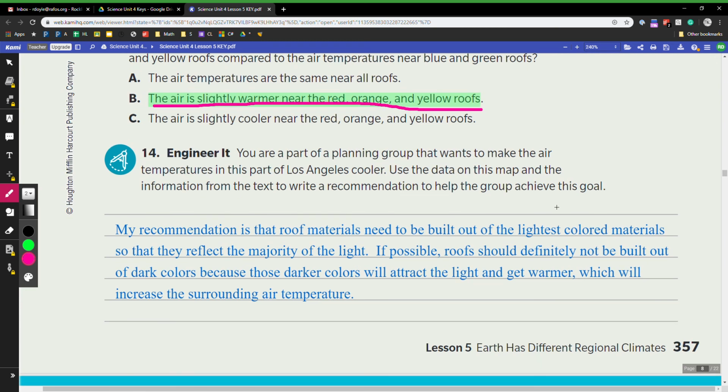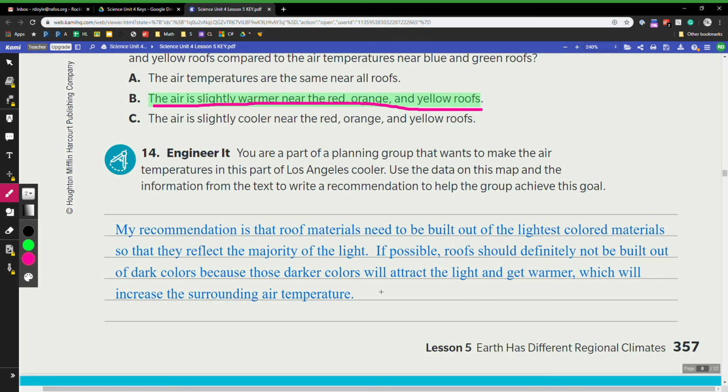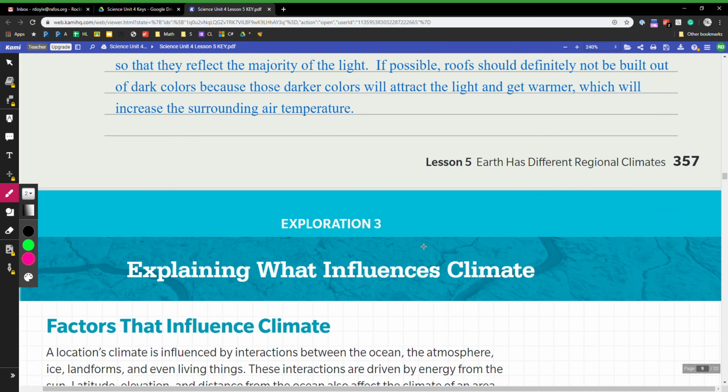And this says you're part of a planning group that wants to make the air temperatures in this part of Los Angeles cooler. Write a recommendation, and basically my recommendation is don't build roofs out of dark colored materials and make them as light as possible, because if they're darker, it's going to attract more light, it's going to get warmer, it's going to heat the air up. And if they're light colored, then it's going to reflect most of that.